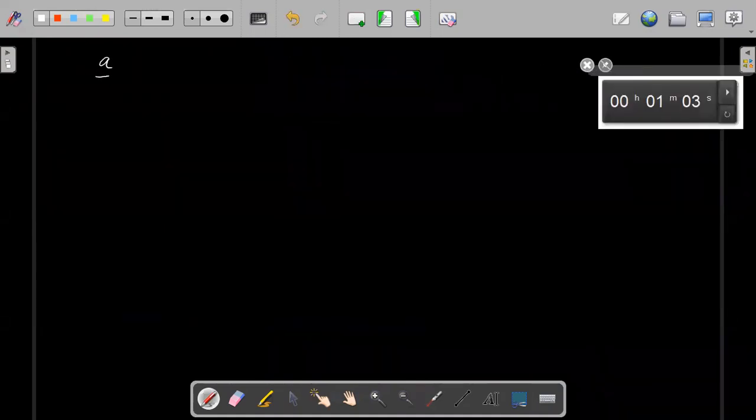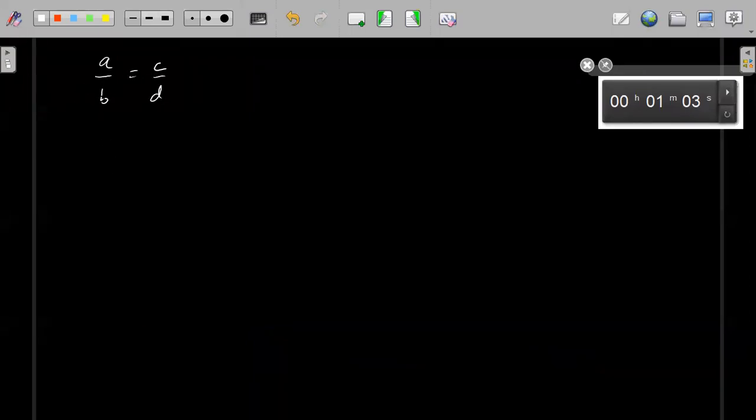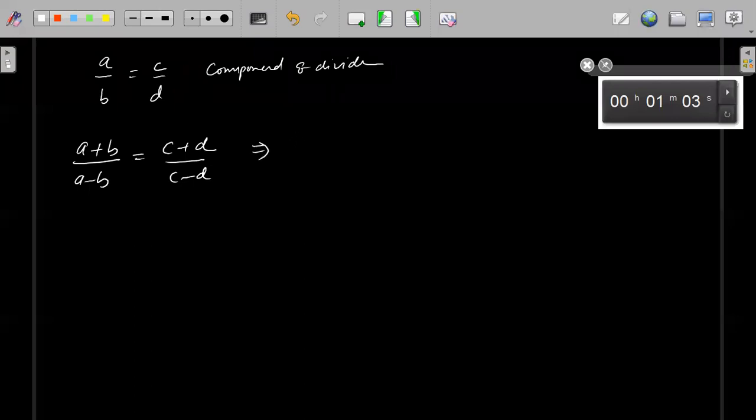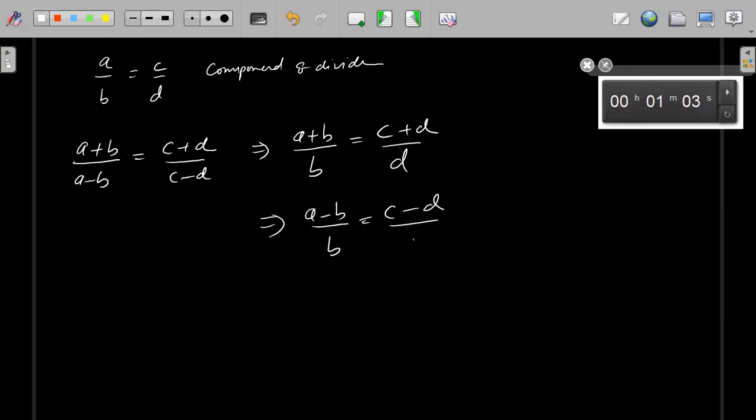See, if you have been given two ratios, a by b is equal to c by d, right? Remember componendo dividendo. So what is componendo dividendo? If this is the ratio given, then the ratio will still remain the same if I take a plus b upon a minus b is equal to c plus d upon c minus d. This ratio will still remain the same if I take a plus b upon b is equal to c plus d upon d. These ratios will still remain the same if I take a minus b upon b is equal to c minus d upon d, right?